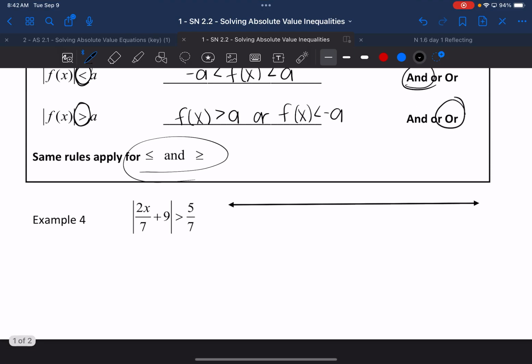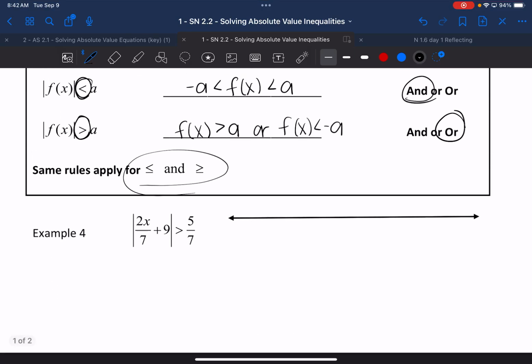Okay, so keeping that in mind, looking at example 4, what type is this? Which one is it? The or. Okay. So we already know that that means we should end up with 2 separate inequalities, meaning on our number line they should be going separate ways, right? Okay, so let's solve it and see if that's the case.